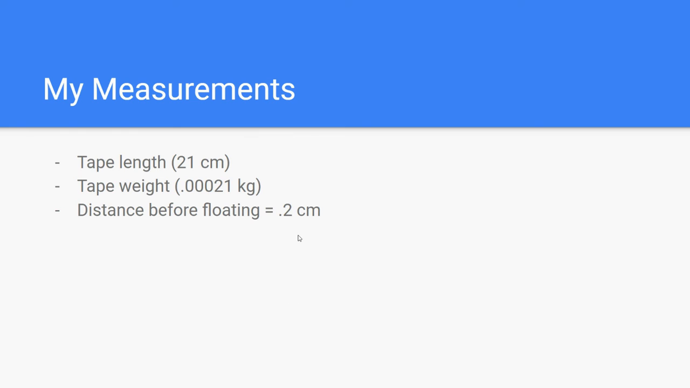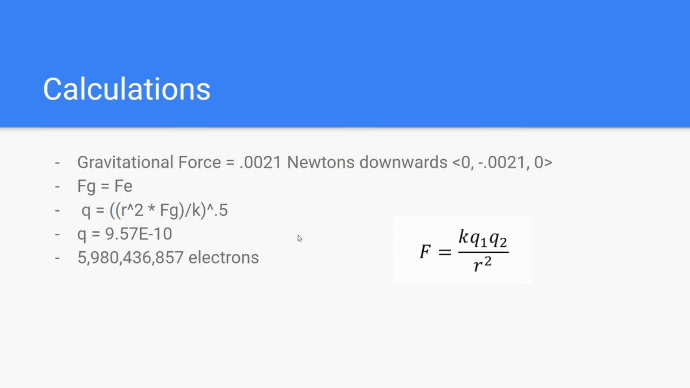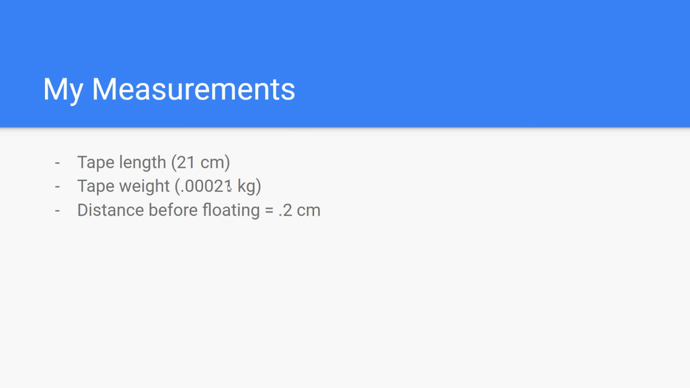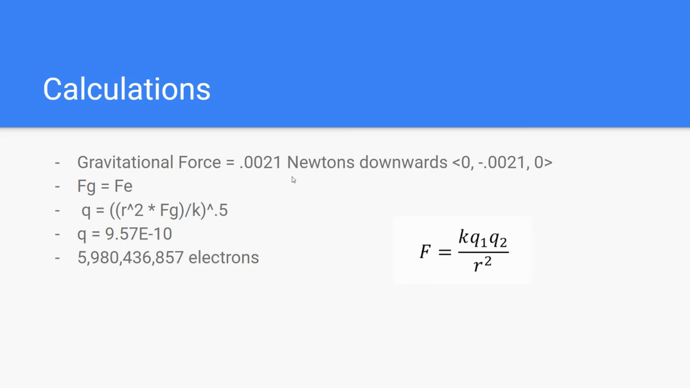So my personal measurement is that my tape length was 21 centimeters, which with a 1 gram to 1 meter ratio is 0.00021 kilograms. And the distance before floating between the two pieces of tape when I brought them together was 0.2 centimeters. So the quick calculation is that the gravitational force is 0.0021 newtons downwards. This was gotten by just multiplying the mass by the gravitational constant 9.81.